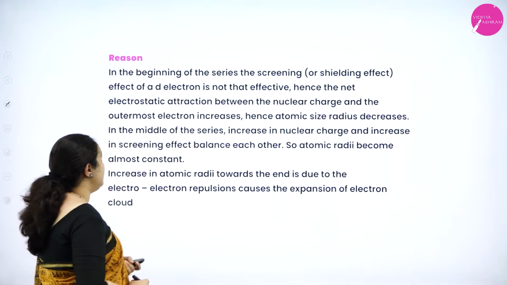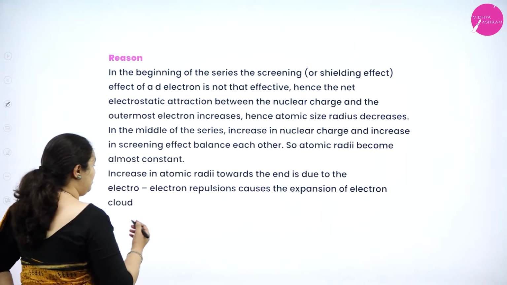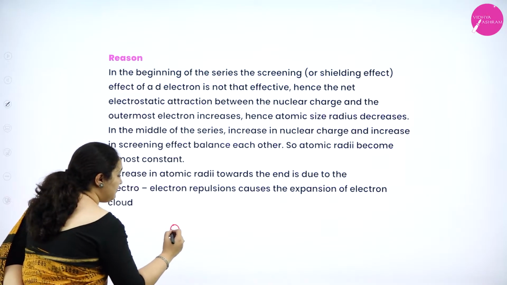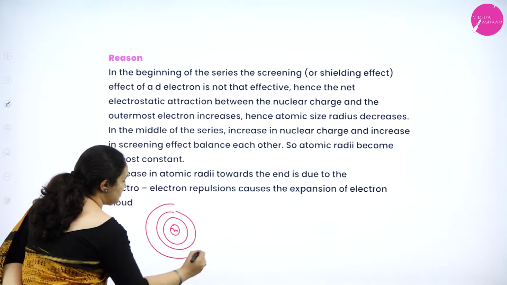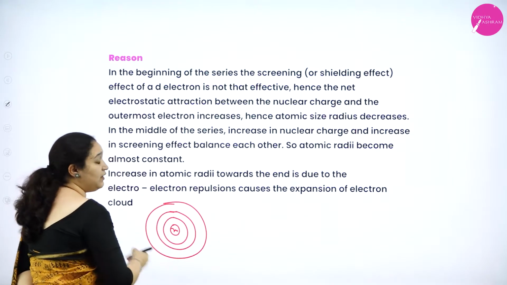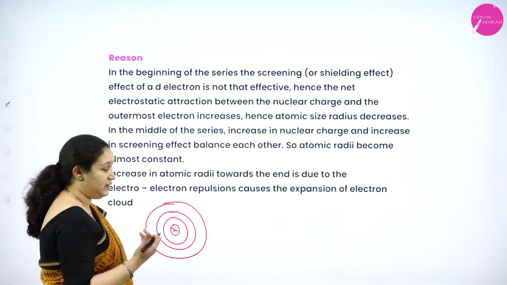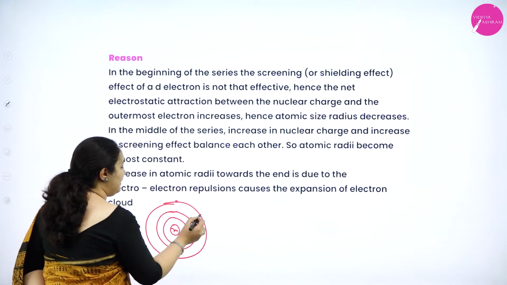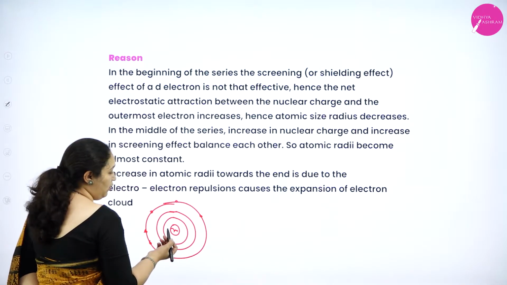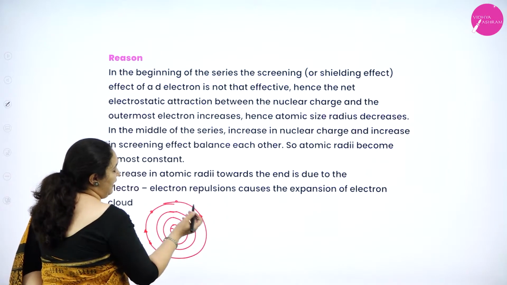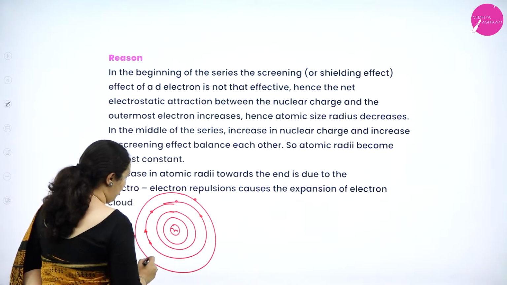The reason is in the beginning, for example, I'll draw the diagram and show. If this is the nucleus and the first, second and this is the 3D or the 3rd shell, I can take it to be 3D for my convenience. So already there are some electrons of 3s and 3p which are already present. And in the 4th shell there are also 2 electrons already present.